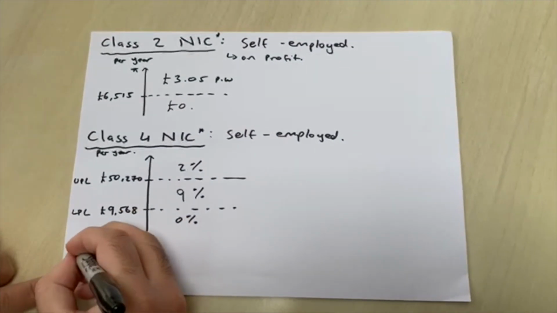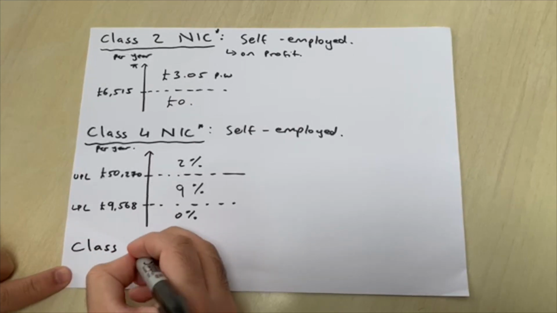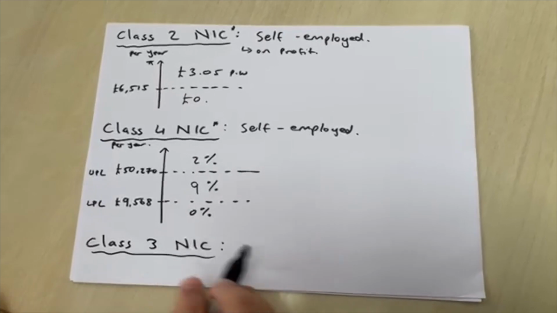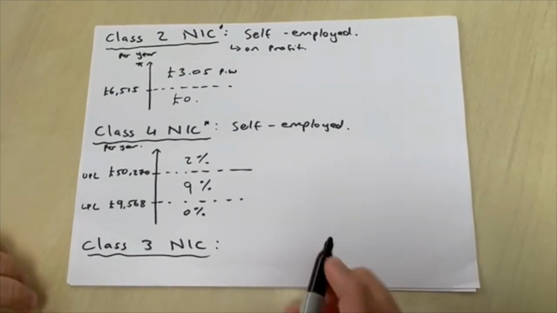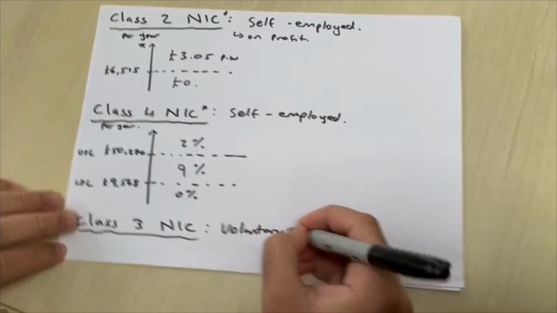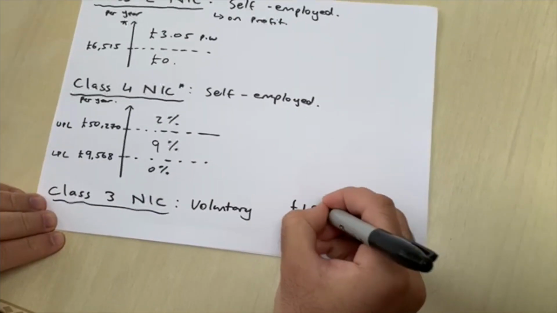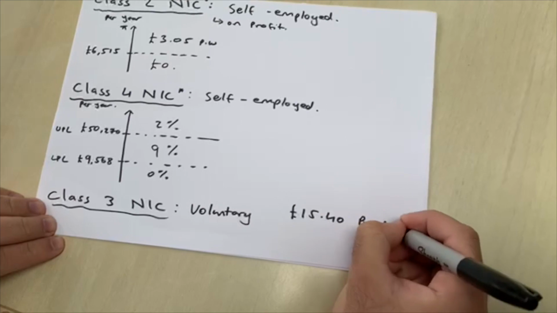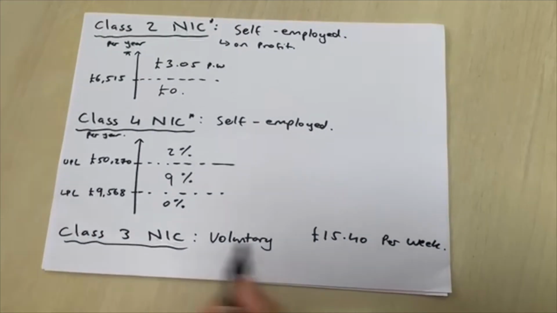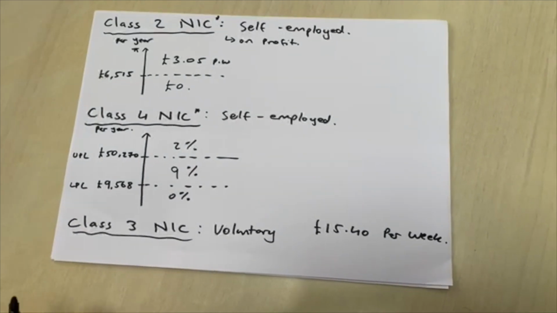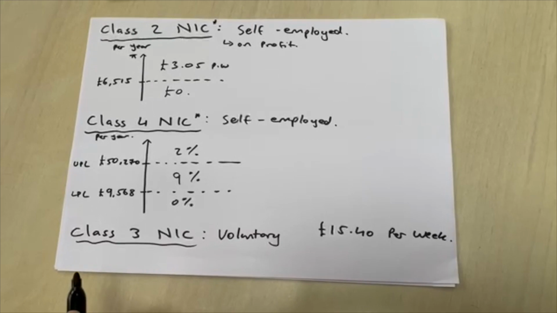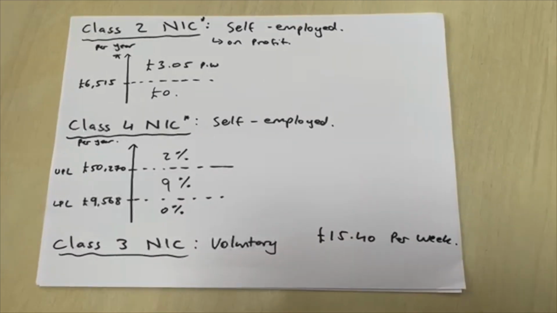Now, if we look at Class 3 National Insurance contribution. Class 3 National Insurance contribution is voluntary, I'll make that known first. And it is £15.40 per week. And this is a voluntary payment to fill or avoid gaps in the record. It's to fill any gaps that may exist in a person's national insurance contribution record.